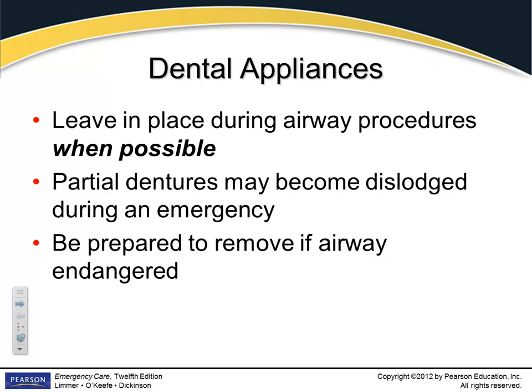Okay, dental appliances. As long as the dental appliances are fixed in place and secure, they really help you get a seal. If they're loose, they may interfere with the airway. If you've got Granny who's got dentures and they fall out, they're not there anymore, and it's hard to get a seal without teeth because there isn't that much structure.